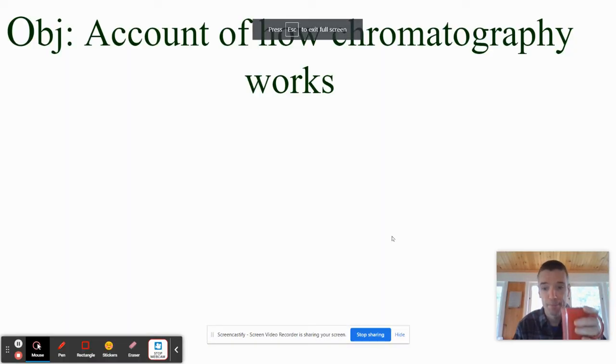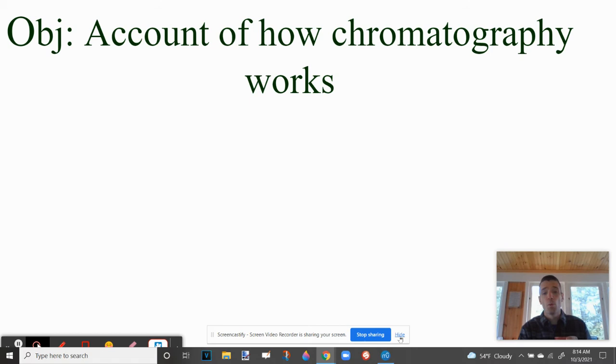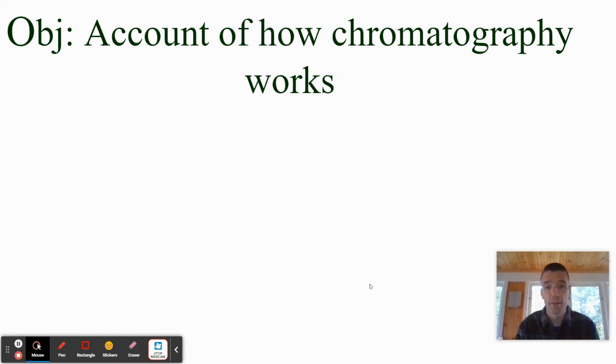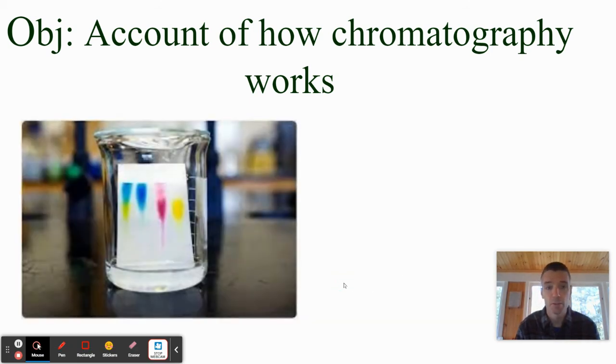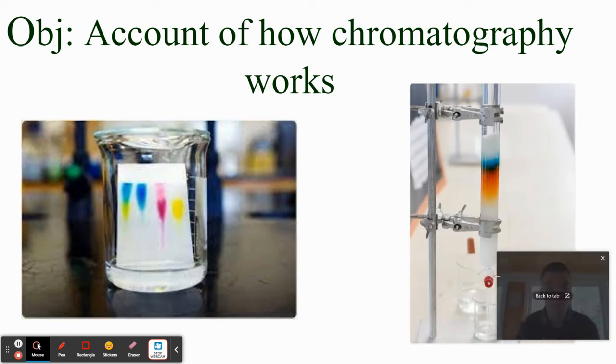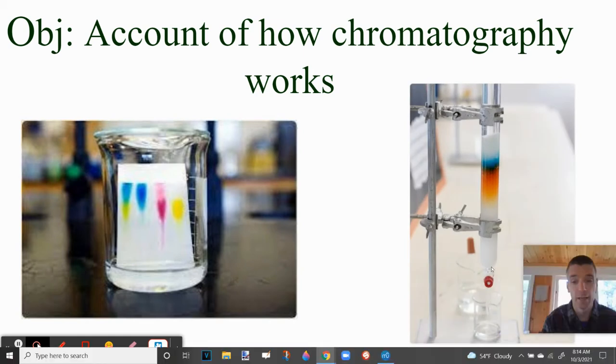Good morning, everybody. Here is our objective, and here's some paper chromatography, and here's some column chromatography. And this explanation will work for both of them, and also for gas chromatography and plate chromatography. We want to know what it does with molecules to separate them.